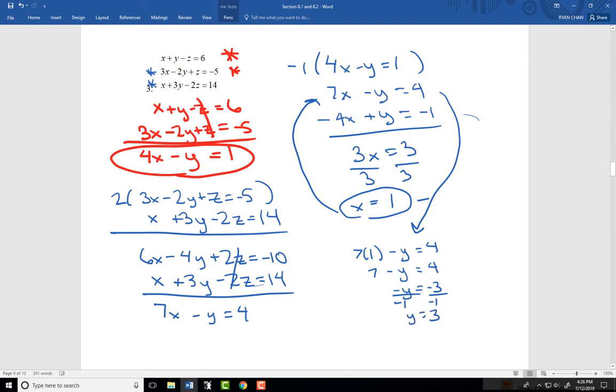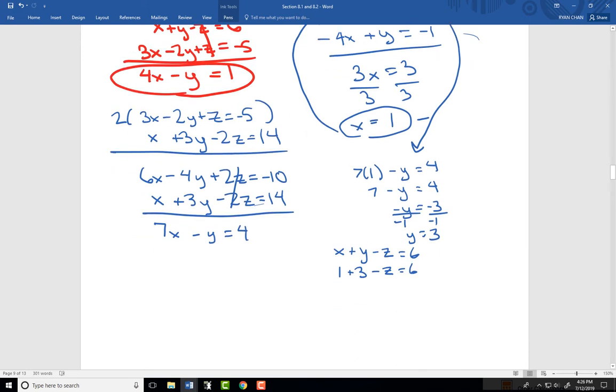And then I'm going to plug them both into the top equation. So I have x plus y minus z is equal to 6, which is 1 plus 3 minus z is equal to 6. 4 minus z is equal to 6. Subtract 4 on both sides. Negative z is equal to 2. Divide by negative 1. So I have z is equal to negative 2. Okay.